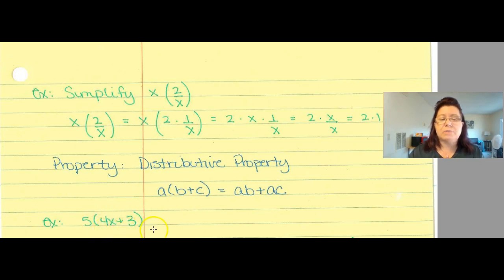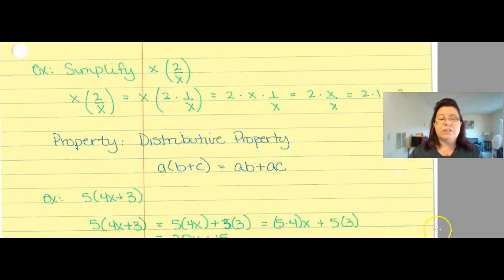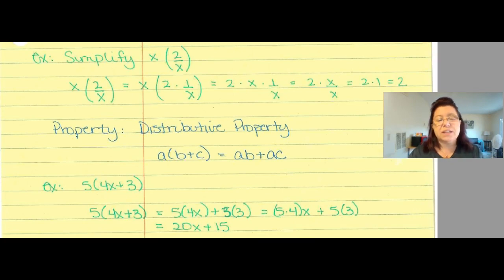Let's take an example. 5 times the quantity 4x plus 3. Now according to my rules of operation, I need to do the parentheses first, but there's really nothing that I can simplify in 4x plus 3. So I would need to get rid of those parentheses. But before I do that, this 5 is getting multiplied to everything on the inside. That's where distributive property helps. We're going to distribute this 5 to both terms in the parentheses, the 4x and the 3. So now it becomes 5 times 4x plus 5 times 3. Now, using our regrouping, we can regroup the 5 and the 4 together and do that multiplication first, and it's going to end up being 20x plus 15.